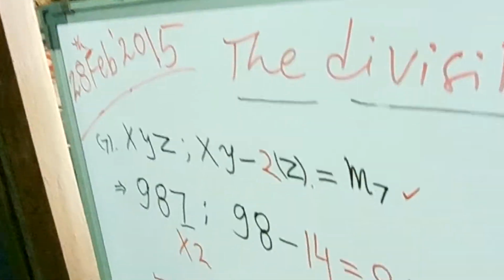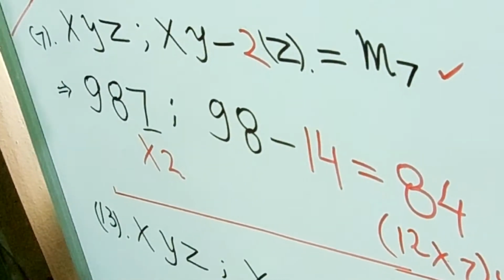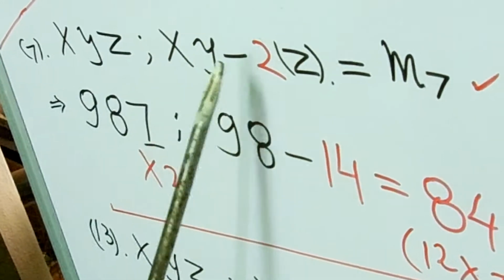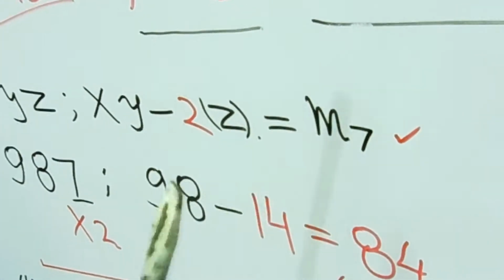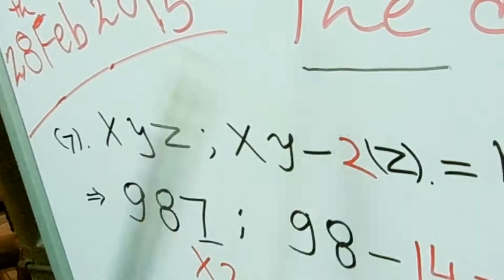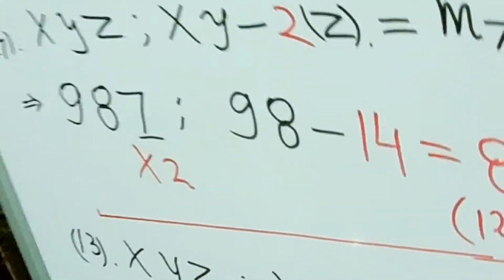Divisibility test of type 1, type 2. Now, we learned type 3 by doing a little more maths. First is 7. If xyz is a number, we have to multiply z with 2 and subtract it from the remaining number, xy. xy minus 2z must be a multiple of 7. Then only can 7 divide the xyz number by leaving remainder 0.